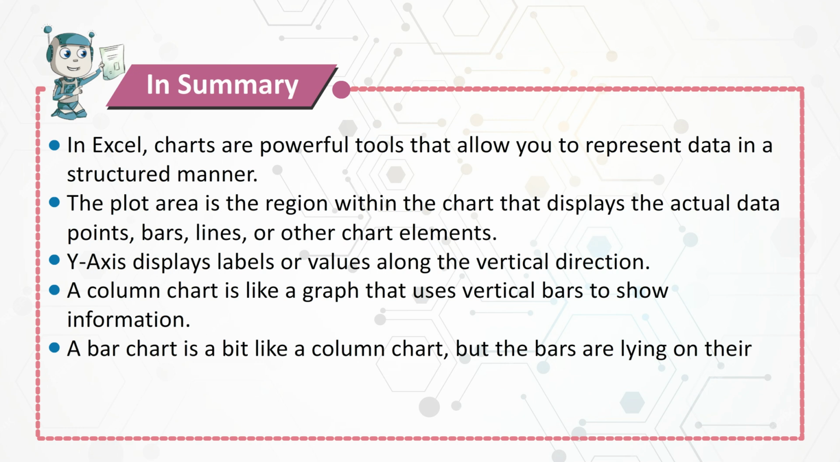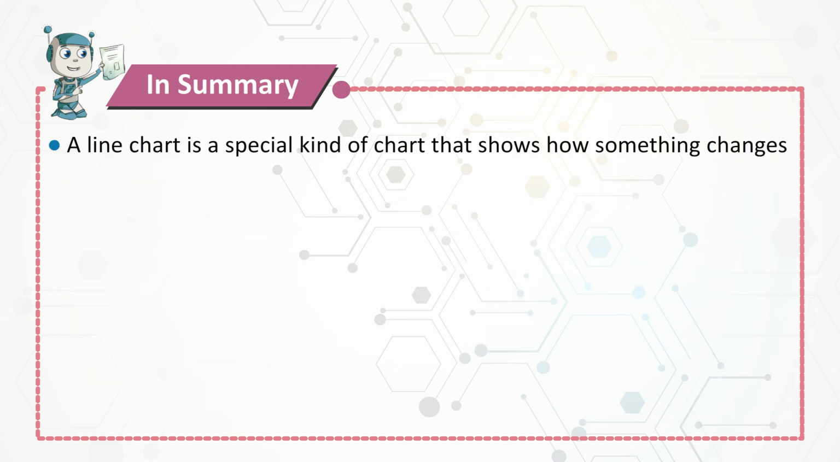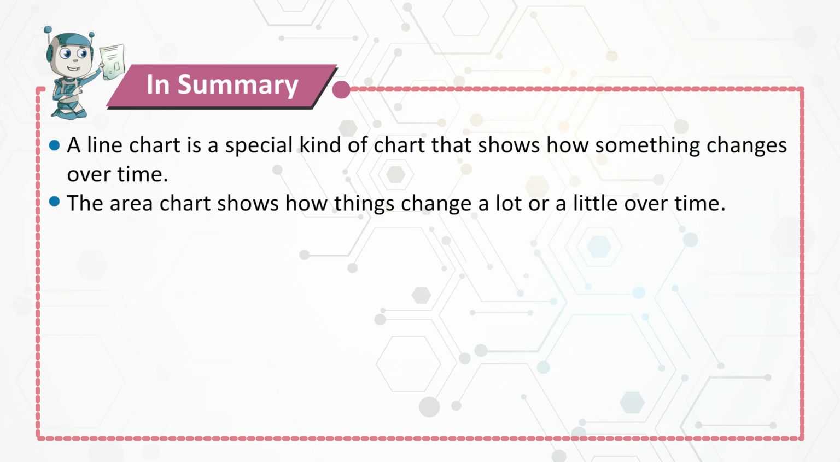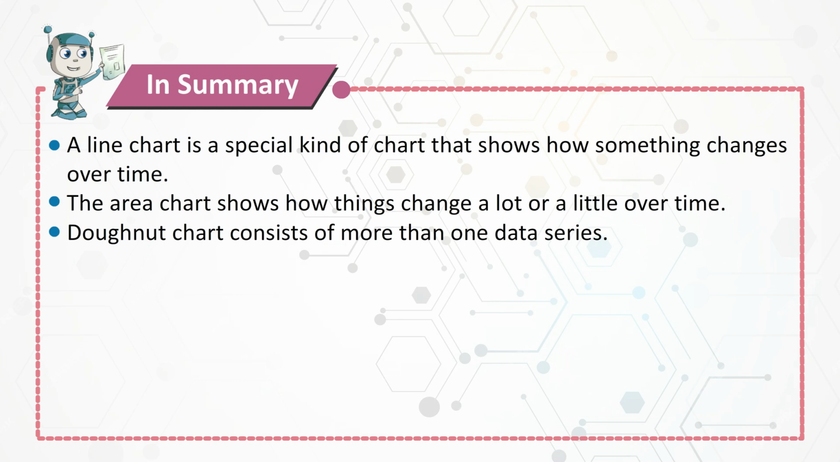A bar chart is a bit like a column chart, but the bars are lying on their sides. A line chart is a special kind of chart that shows how something changes over time. The area chart shows how things change a lot or a little over time. Donut chart consists of more than one data series.